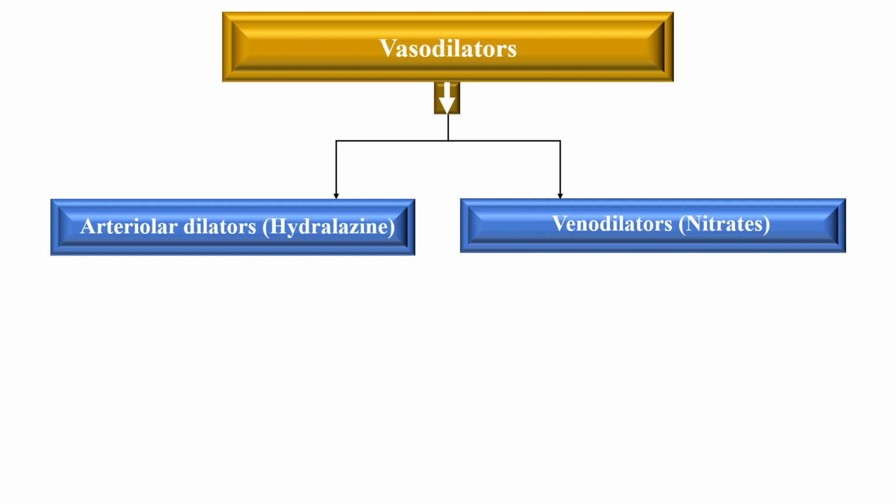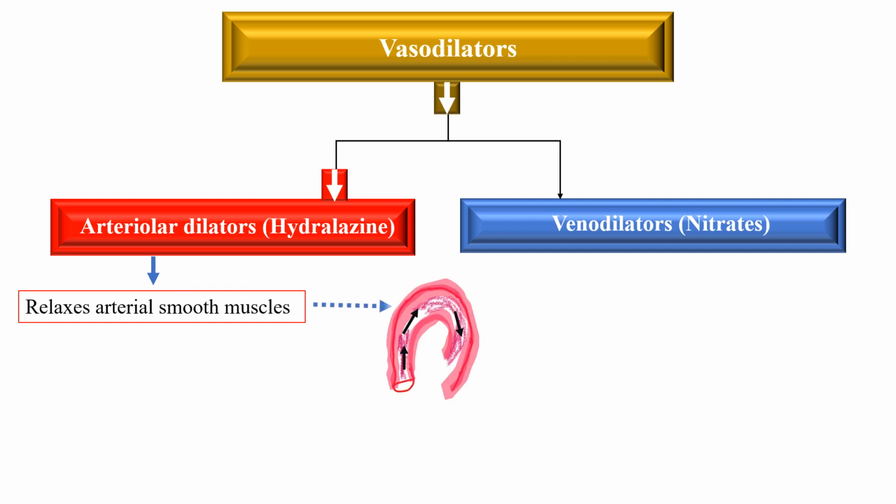One more class of drugs are vasodilators. By looking into the word itself, we can say these are the agents that dilate or relax vascular smooth muscles. Vasodilators reduce death rate in patients with congestive heart failure. Arteriolar dilators such as hydralazine relax arterial smooth muscles.